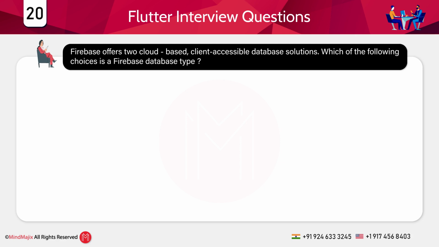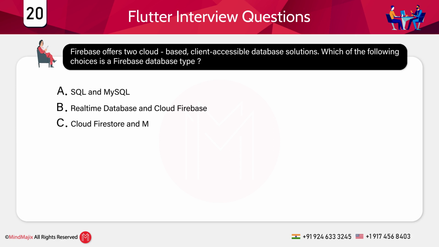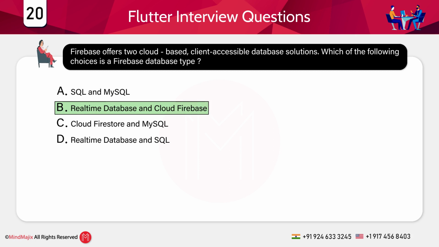We have already worked with Firebase and we know there are two types of database in it. Here the options are: SQL and MySQL; real-time database and Cloud Firestore; Cloud Firestore and MySQL; and real-time database and SQL. We have already worked with the Firestore database, and below that there was another option in the Firebase console. Let's see the answer. It is B, real-time database and Cloud Firestore. So these are the two types of database offered by Firebase.